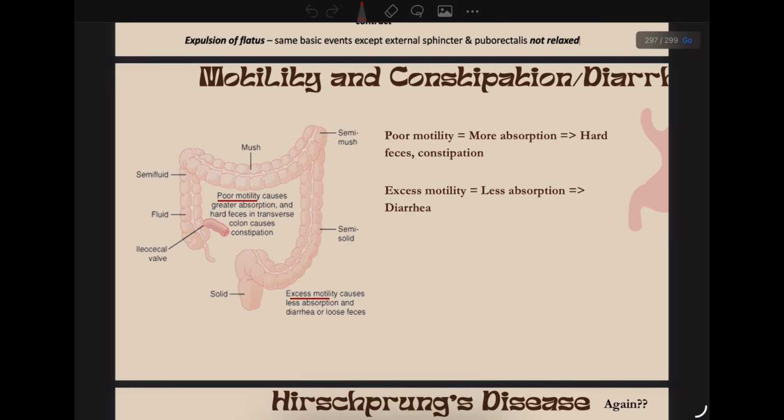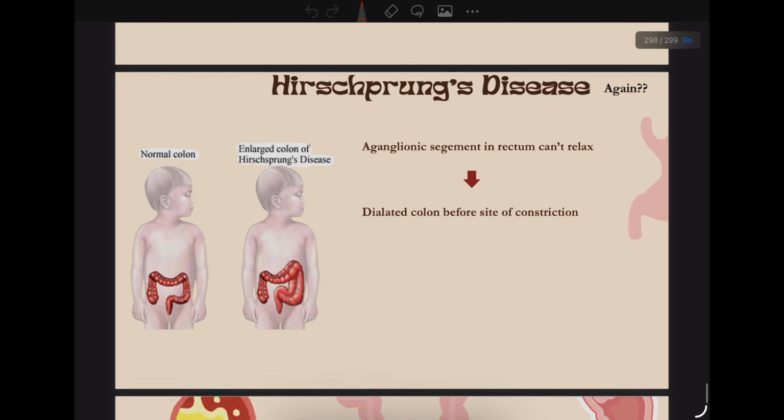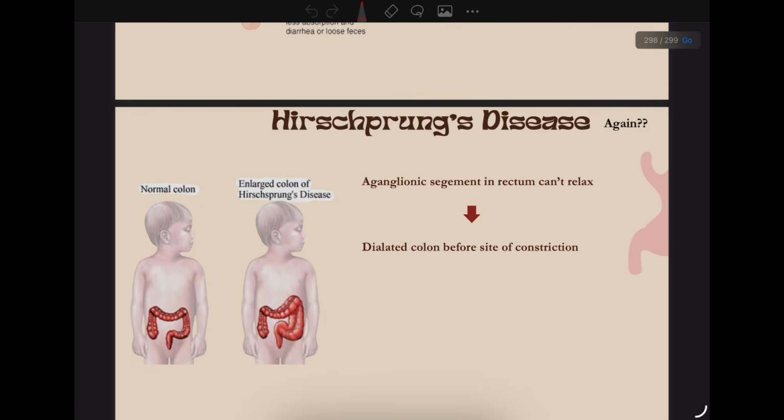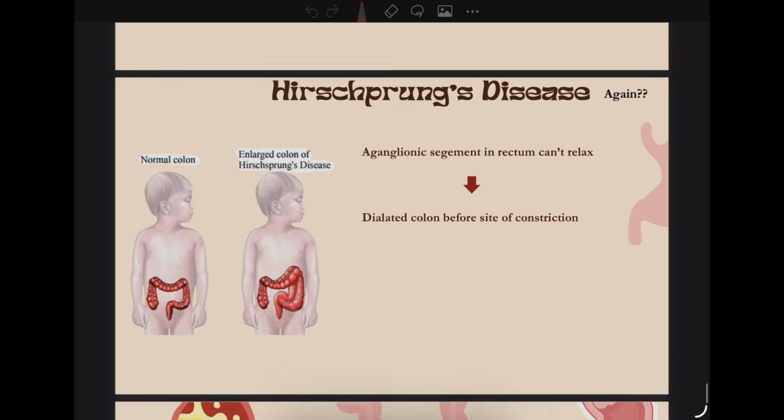Now, if you have poor motility, the feces will stay much more in the rectum, and this will cause hard feces and constipation. If you have excess motility, there will be diarrhea because of less absorption. Hirschsprung disease, you know Hirschsprung. It's not new to you when you have an aganglionic segment.